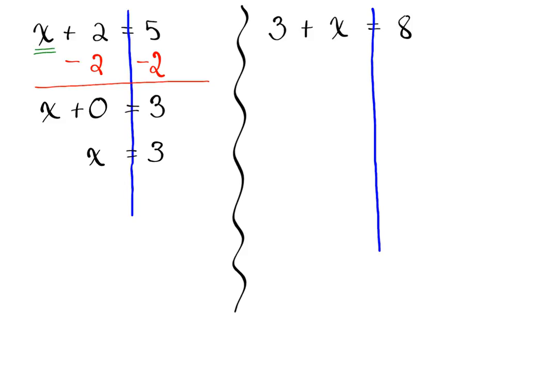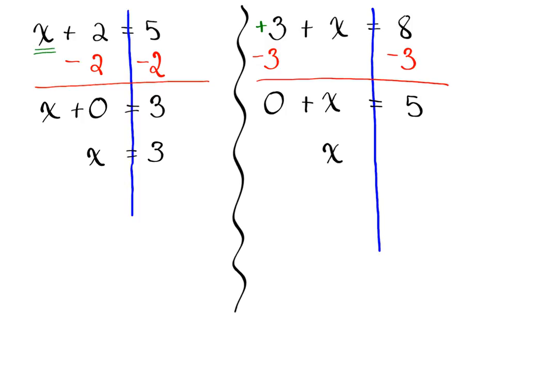What's the sign on the 3? It's a very good question. Well, the 3 is actually a positive 3. So what undoes a positive 3? Well, what undoes a positive 3 is subtracting 3, or a negative 3. So what I did to one side, I do to the other side. Okay. So I get 0 plus x equals 5. Well, 0 added to anything just gives me that thing all by itself. So my answer is 5.